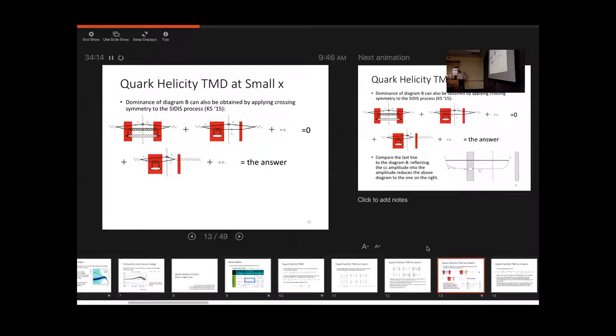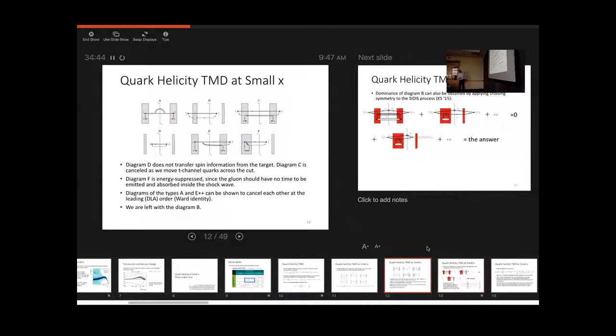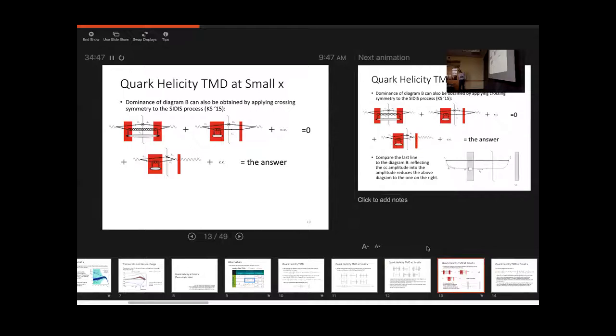Now this is in small x parlance. You can draw diagrams with the splitting happening before the shockwave or after the shockwave, and you may have this non-eikonal spin-dependent interaction like this. I'm sorry, it's probably not very visible, but really we have two t-channel quark exchanges here, both of them on one side of the cut or the complex conjugate one. Those things cancel. This is kind of like diagram C in this language. And what's left are the asymmetric contributions where one splitting is before the shockwave to the left of the cut, say, and another one is after, and the complex conjugate.